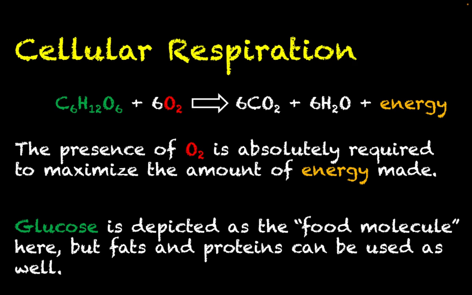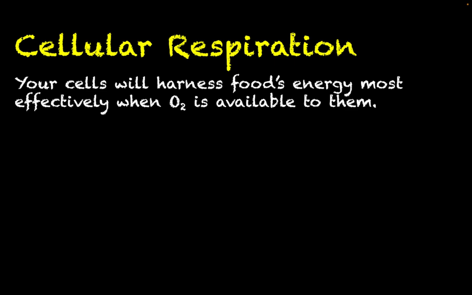It's worth noting that even though glucose is the popular example of the food molecule here, you can get lots of energy out of other things that you eat as well, like fats and proteins. That donut that you eat not only has lots of sugar in it, it has lots of fat in it as well. So a donut may not be the healthiest thing to eat, but it does definitely have lots of energy in it that your body can use.